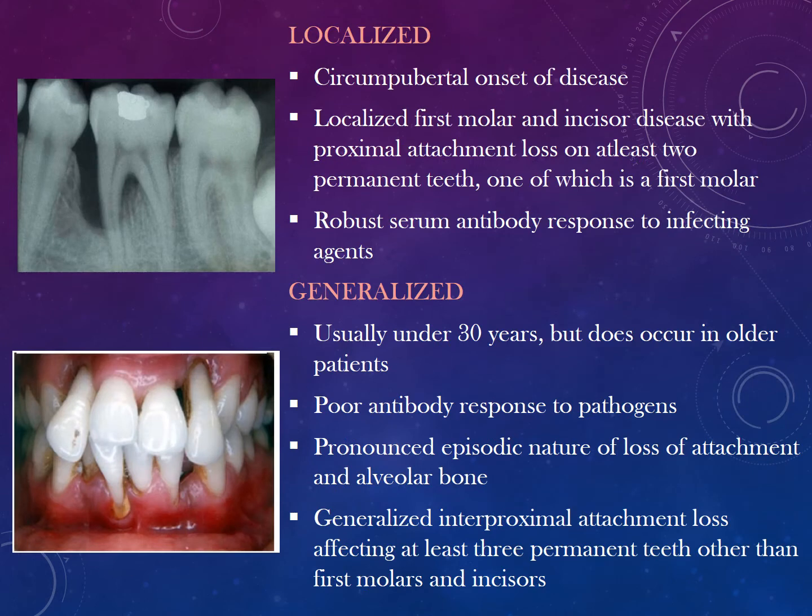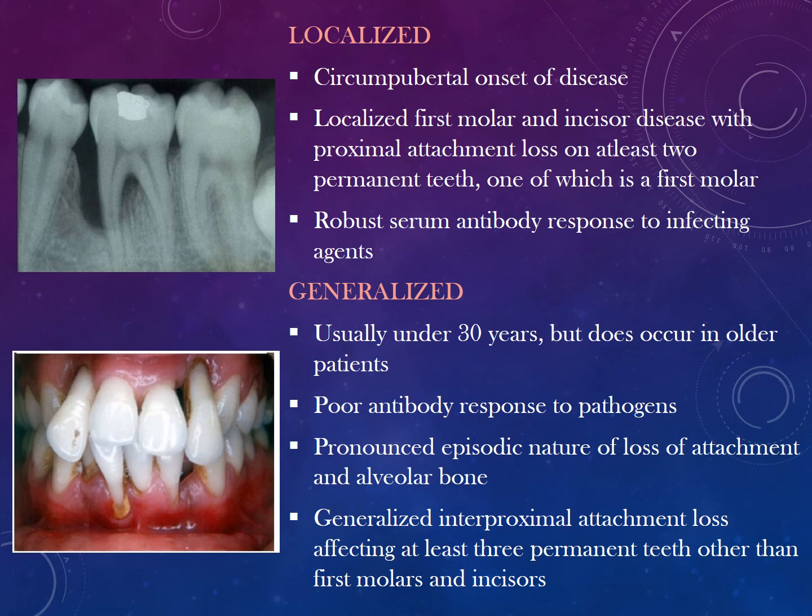Aggressive periodontitis is further classified into localized and generalized forms. Localized aggressive periodontitis has a circumpubertal onset of disease. It has localized first molar and incisor involvement with proximal attachment loss on at least 2 permanent teeth, one of which is a first molar. It has a robust serum antibody response to the infecting agents.